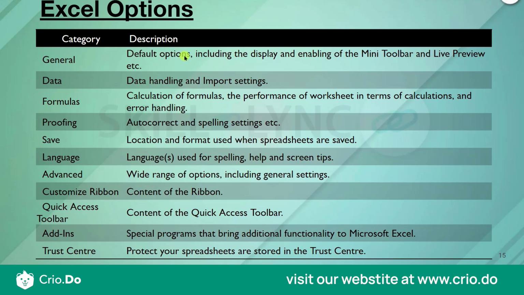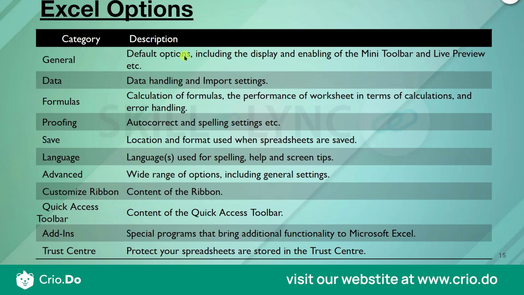Save, we have the location and the format used when spreadsheets are saved. And in the language category, we can do the changes for language used for spelling, help, and screen tips. And then we have advanced, where we are making the changes for a wide range of options including some general settings. Customize ribbon, we have the content of the ribbon, we will discuss what exactly we can do with these settings. Then we have the quick access toolbar, content of the quick access toolbar. We already saw how we can add some other things also.